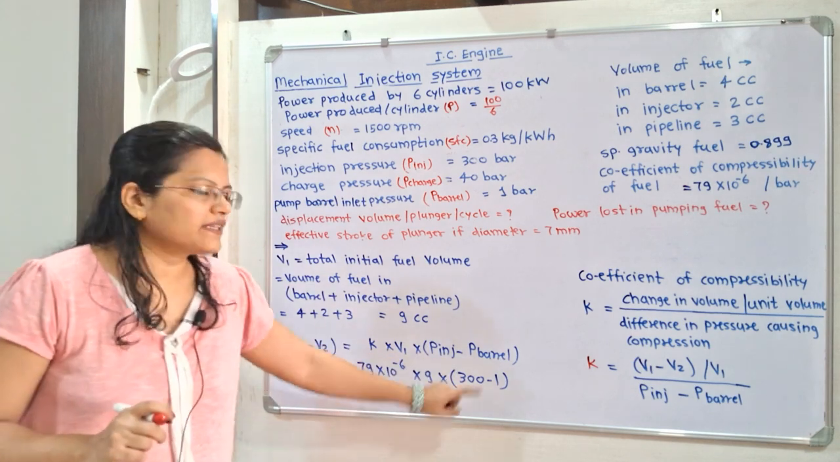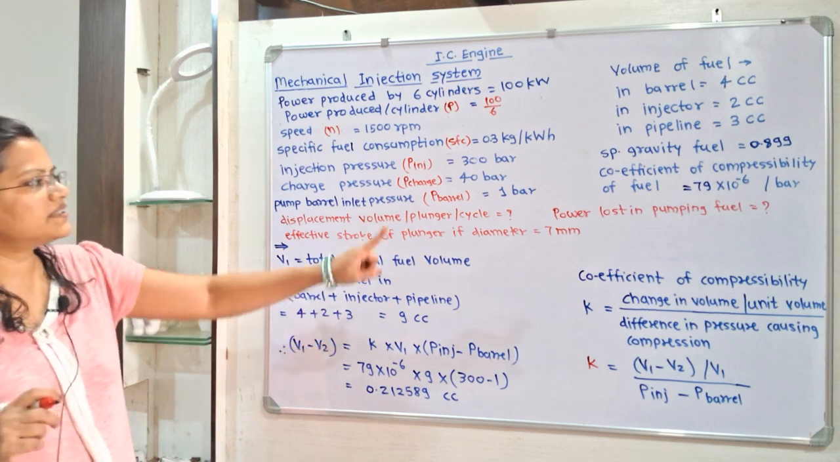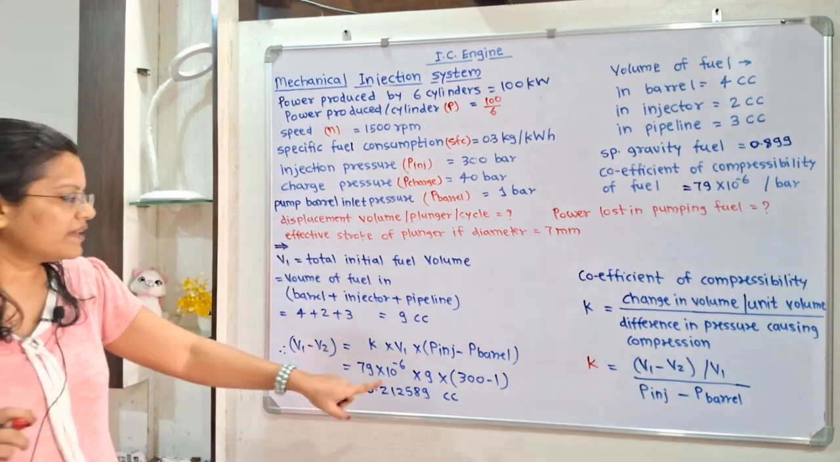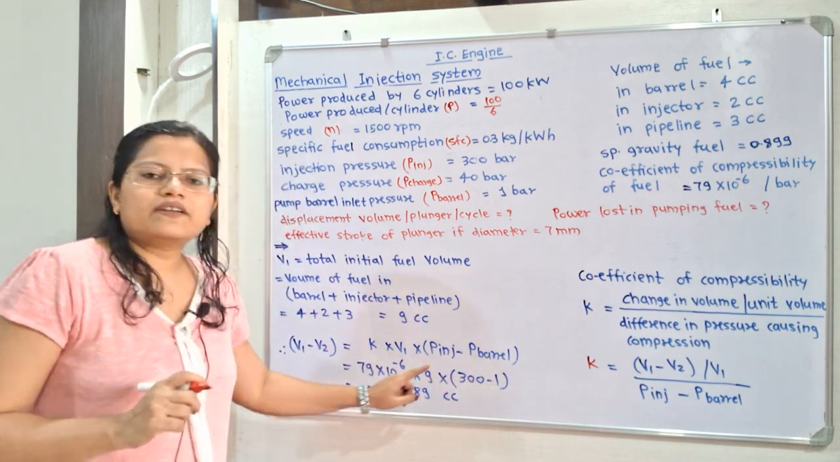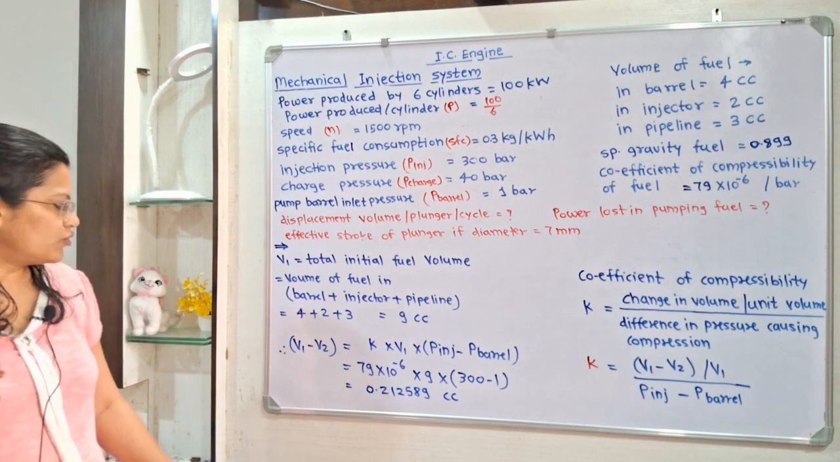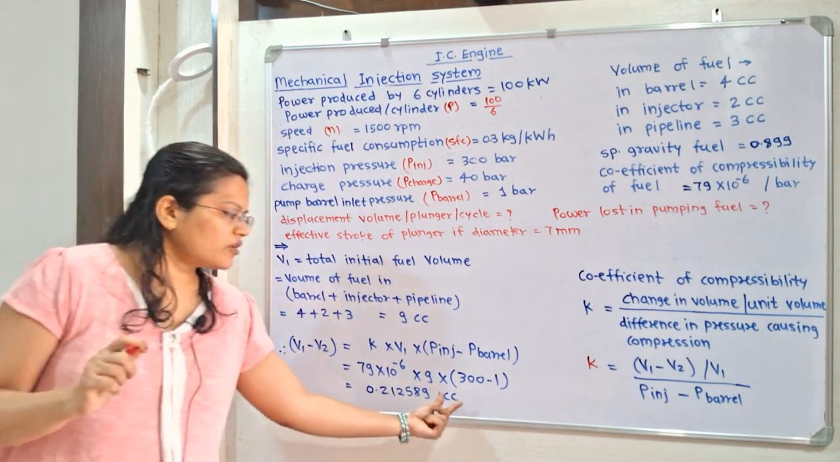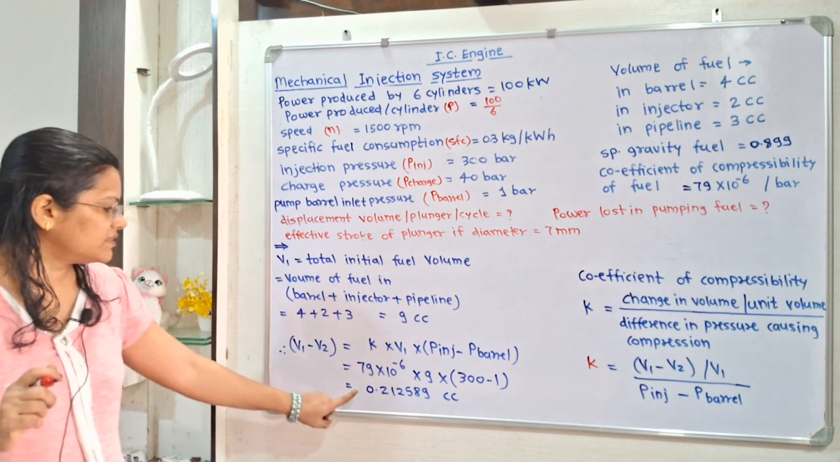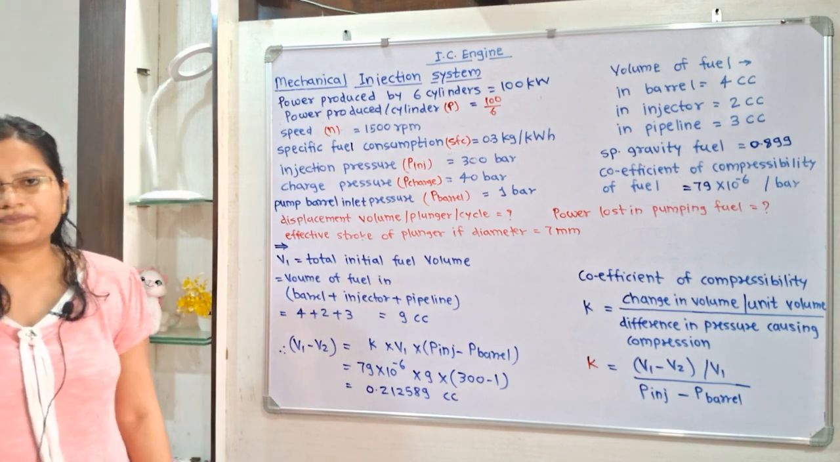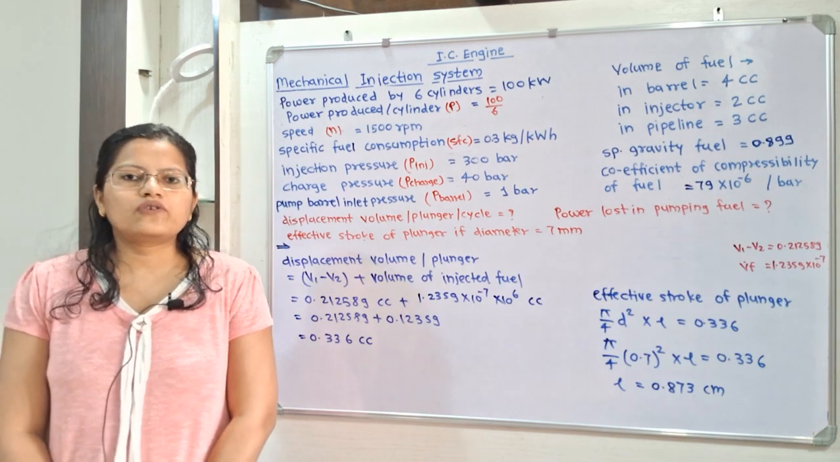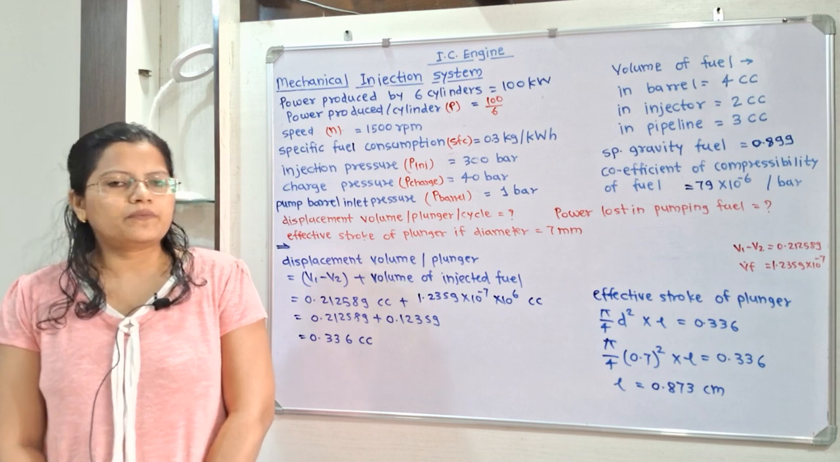So the bar is getting cancelled, because K has the unit per bar and the pressure has the unit bar. So the only remaining term is cc, that is centimeter cube. So V1 minus V2 is also in cc. The answer is 0.212589 cc.